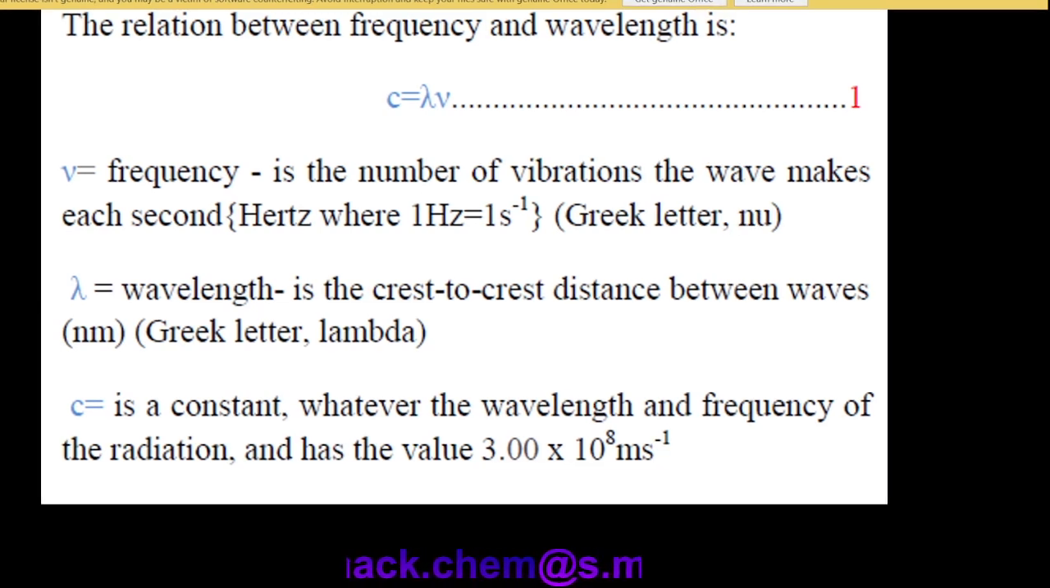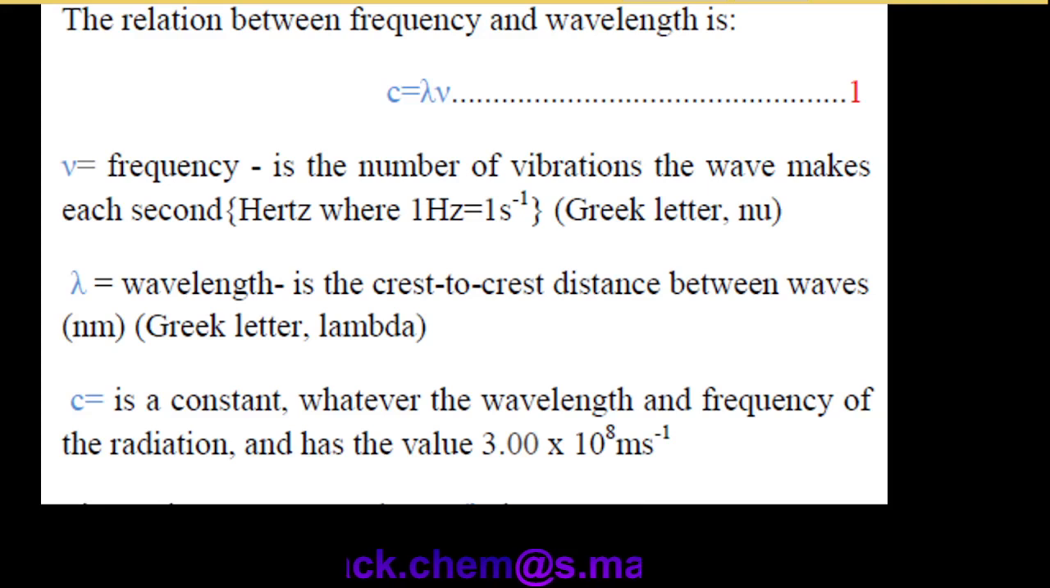Let's look at the slide in front of us. In talking about light as a wave, we're going to refer to this equation here: c is equal to lambda times nu, where c is equal to the speed of light, lambda is equal to wavelength, and nu is equal to frequency. Let's break it down, and I'll start with c, which is a constant called the speed of light, and it has a constant value of 3 x 10^8 meters per second.